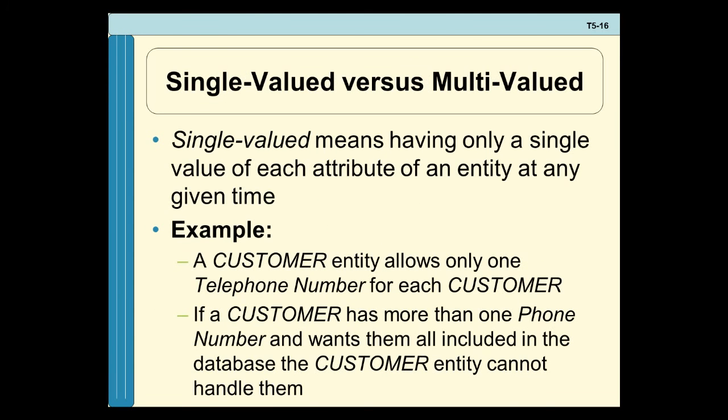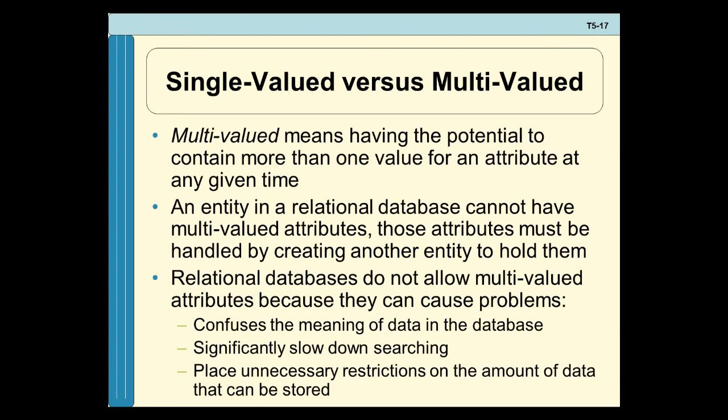We could also have single and multi-valued, so the customer entity allows only one telephone number for each customer. So what do you do if a customer has more than one telephone number? Well, we'd have to allow for that, right? We'd have to plan in our design for that to happen.